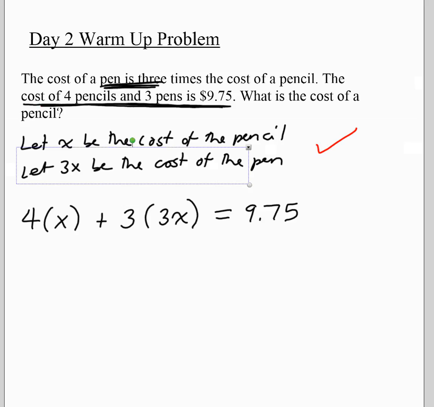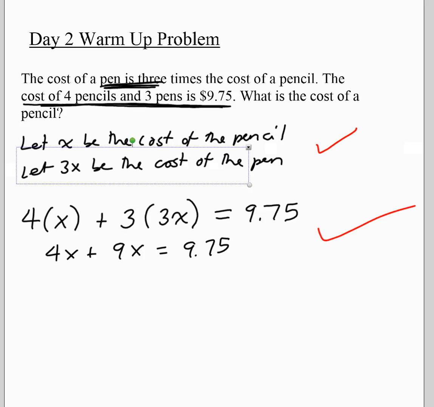So if the cost of 1 pencil is X, then 4 of them would be 4 times X. Or you might have written X plus X plus X plus X. That would also work. And then 3 pens, if each pen costs 3x, then 3 of them will be 3 times 3x, or you might have written 3x plus 3x plus 3x. Another thing you might have done is gone straight to that, because you knew that 4 times x was 4x and 3 times 3x was 9x. So that's all right as well. And so now you'll get a mark for having your equation.